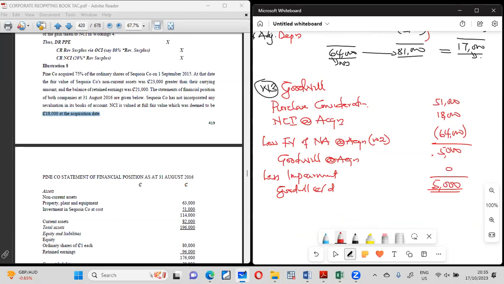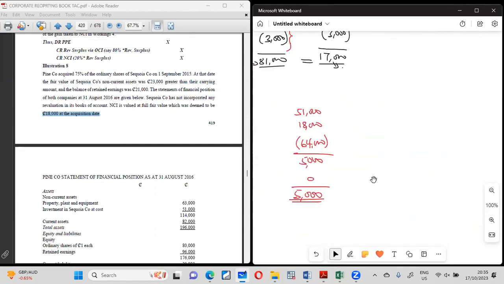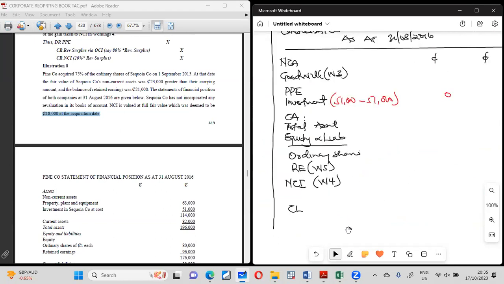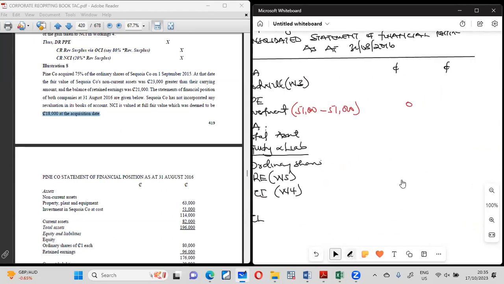So immediately you can go to your balance sheet and insert your goodwill. Because if you don't do that and it says stop work, you have nothing. So let me put this there. Goodwill is 5,000. All right. So you put that there. That is workings 3.